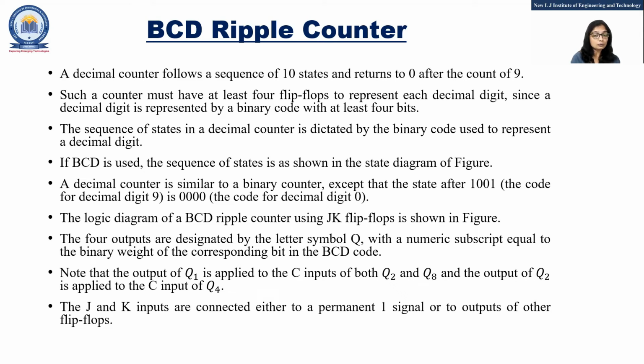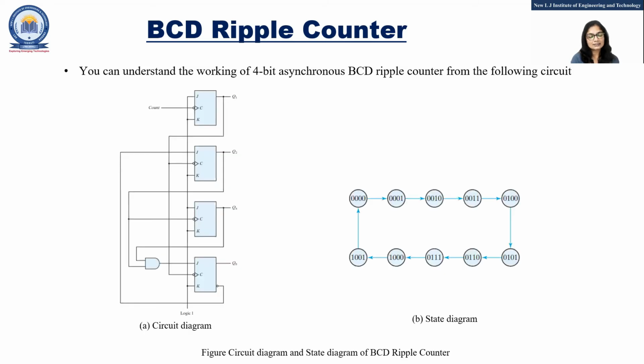As you know, 9 is a decimal number and its binary equivalent is 1001, which means we are using 4 bits. So I will use 4 flip-flops. This is the circuit. 4 flip-flops we will use. These are the JK flip-flops, and I want to design the circuit this way. These are the 4 flip-flops.